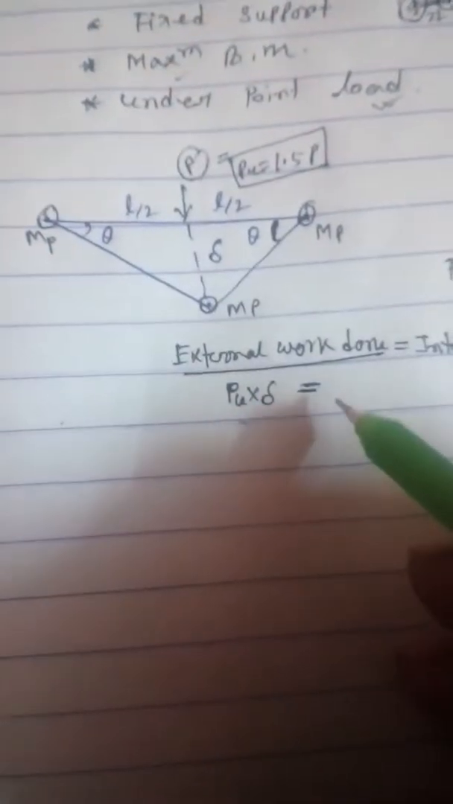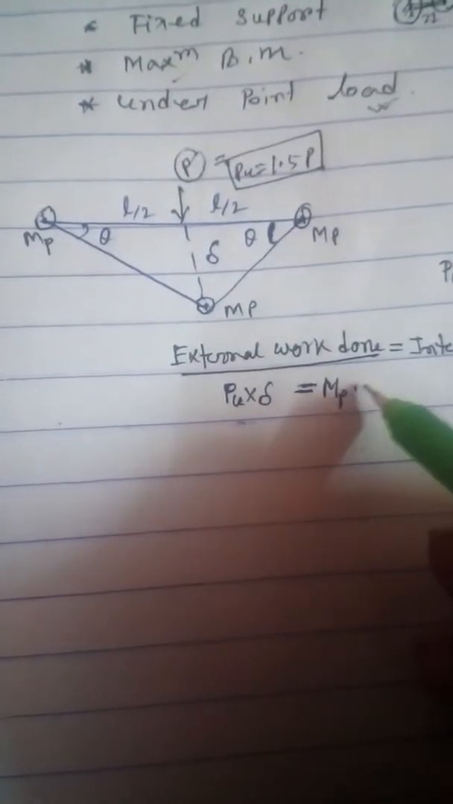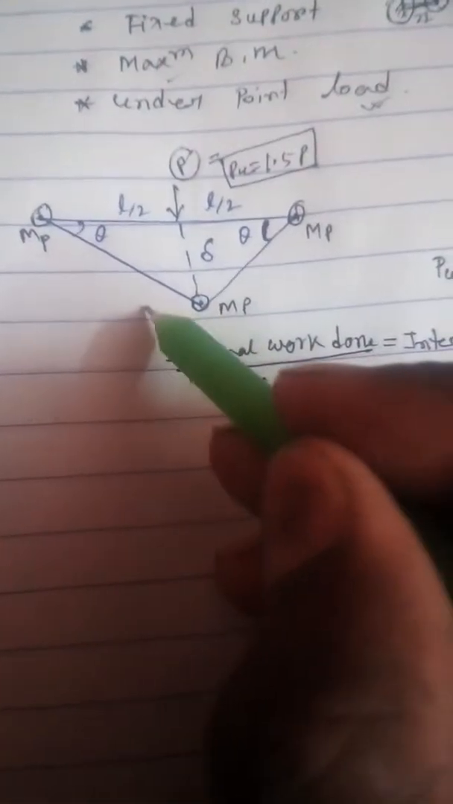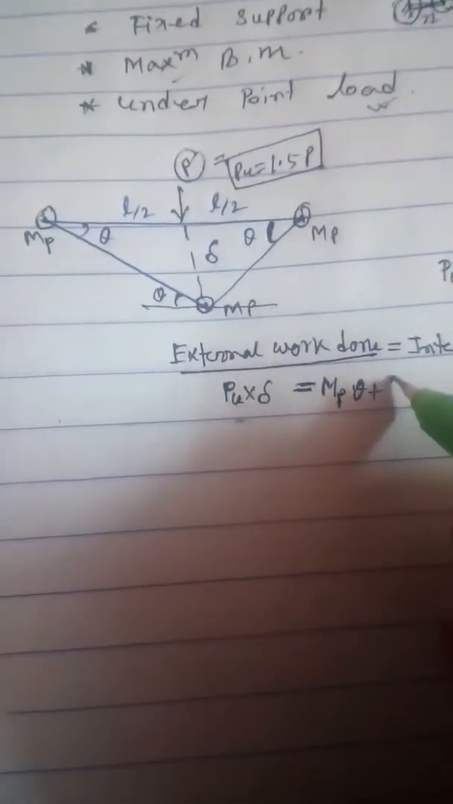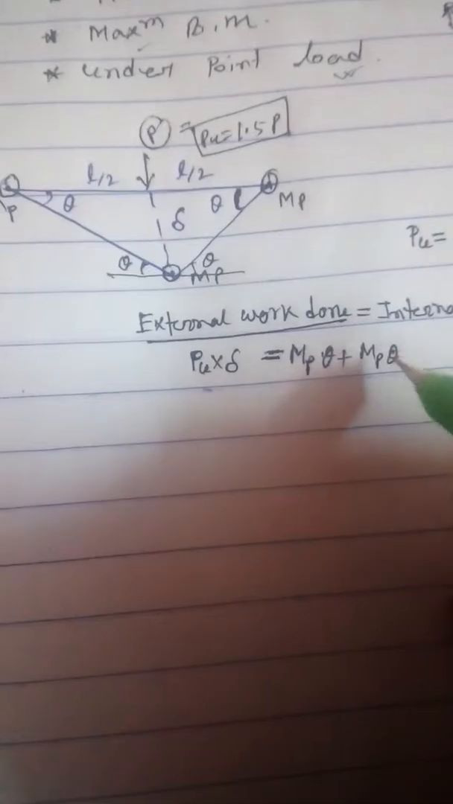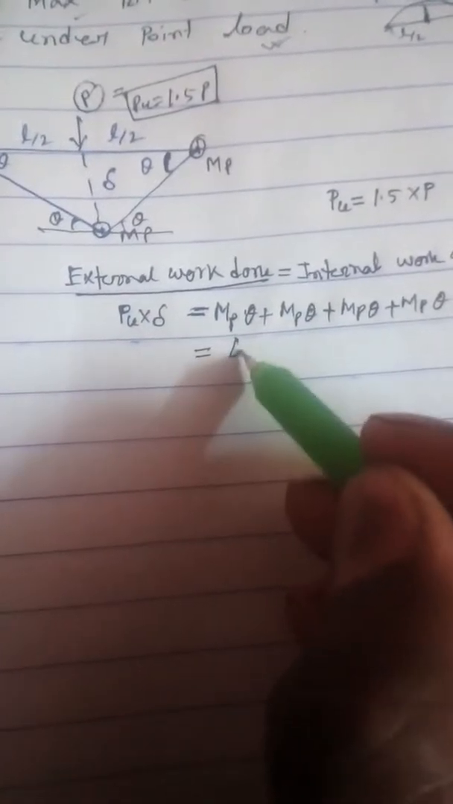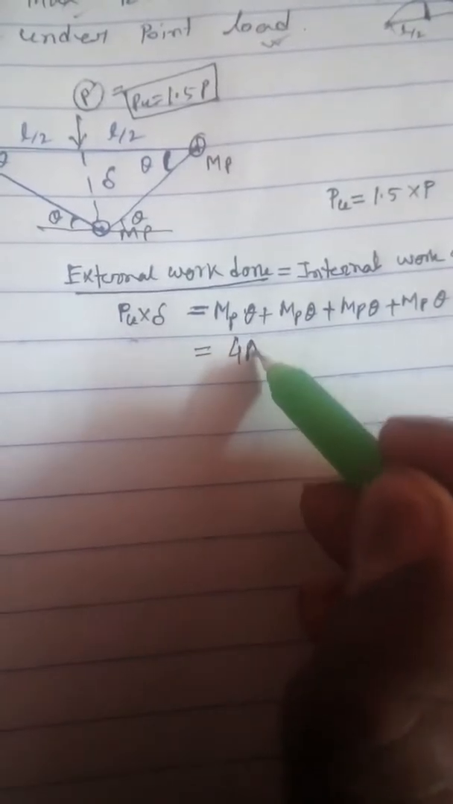Now internal work done will be, for this point, MP into theta, plus for this point also MP into theta, for this point also MP into theta, and for this point also MP into theta. So if we add them, it comes to 4 MP into theta.